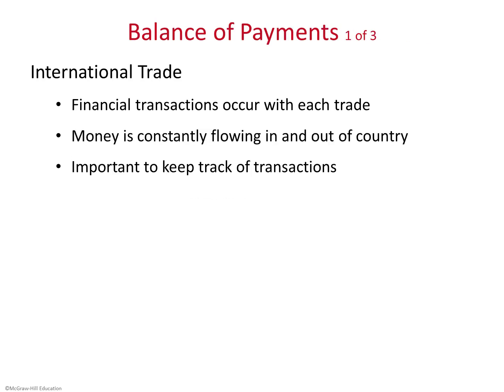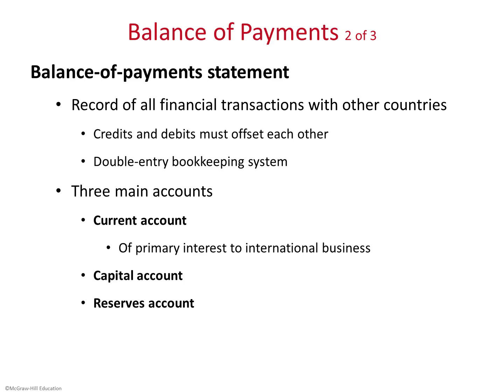It is important to note that in international trade, financial transactions occur with each trade. Money is constantly flowing in and out of the country, and it is important to keep track of these transactions. In the US, we have the balance of payments statement. Here we record all financial transactions with other countries. Credits and debits must offset each other, and it is a double entry bookkeeping system. This statement has three main accounts: current account, capital account, and reserves account.